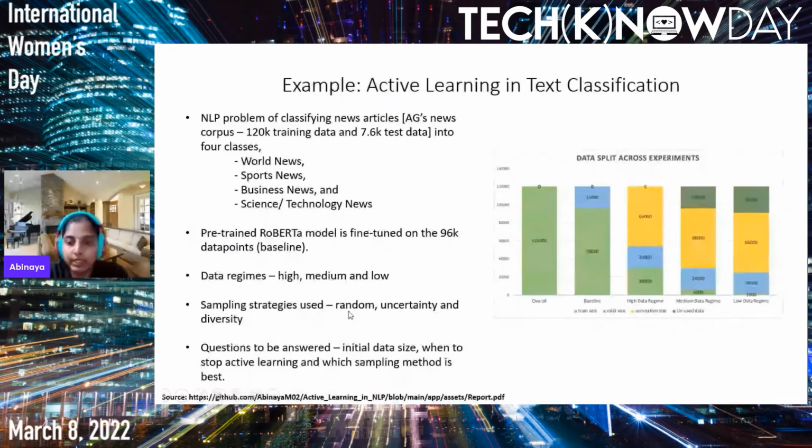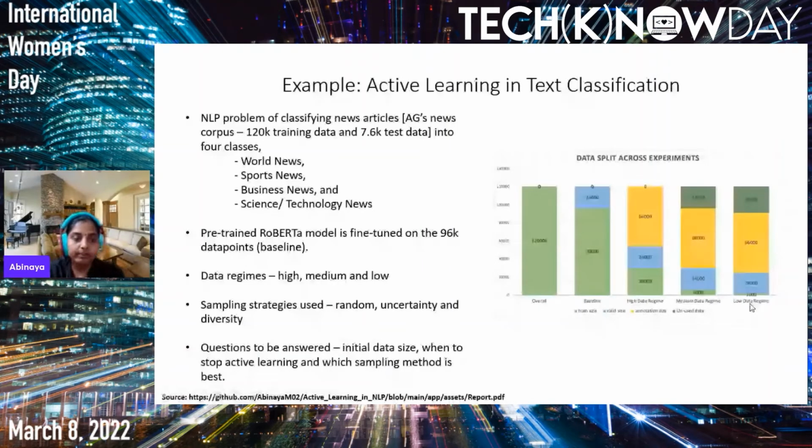In the medium data regime, we have just 6K data points, and the validation data remains the same. And there are some unused points. We still use the same 6K. Similarly, in the low data regime, we just start with 1,000 data points to fine-tune the model.